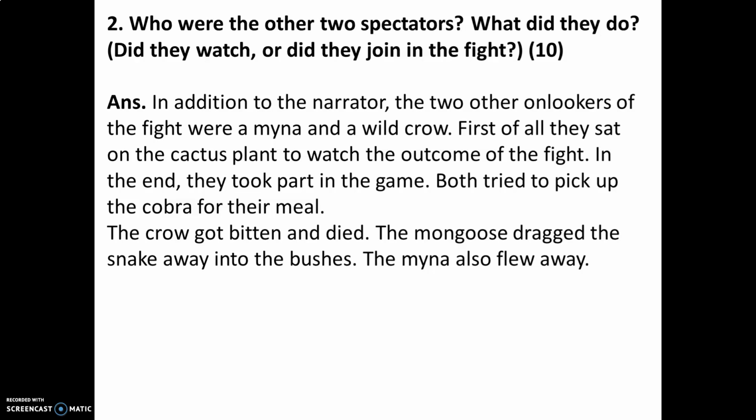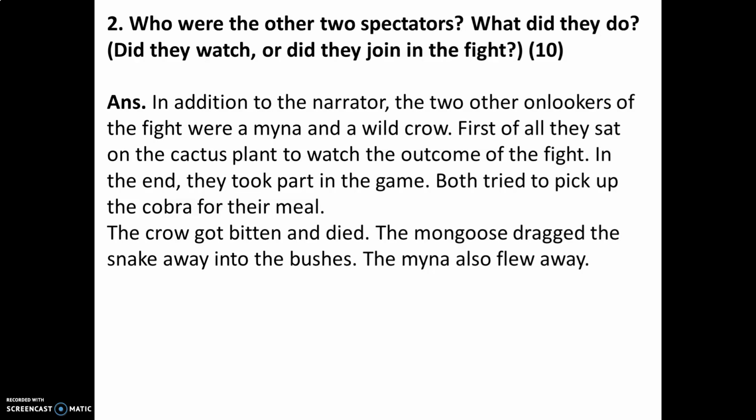In addition to the narrator, the two other onlookers of the fight were a myna and a wild crow. First of all, they sat on the cactus plant to watch the outcome of the fight. In the end, they took part in the game. Both tried to pick up the cobra for their meal. The crow got bitten and died. The mongoose dragged the snake away into the bushes.